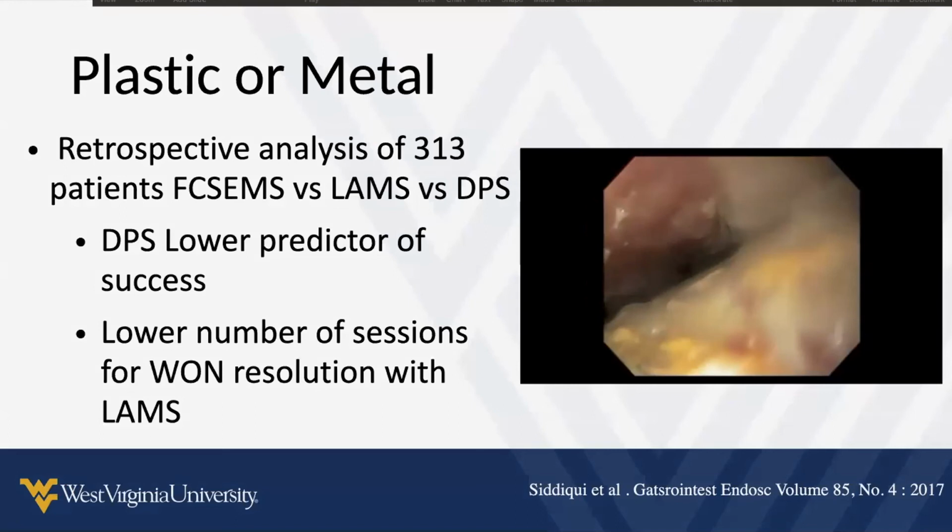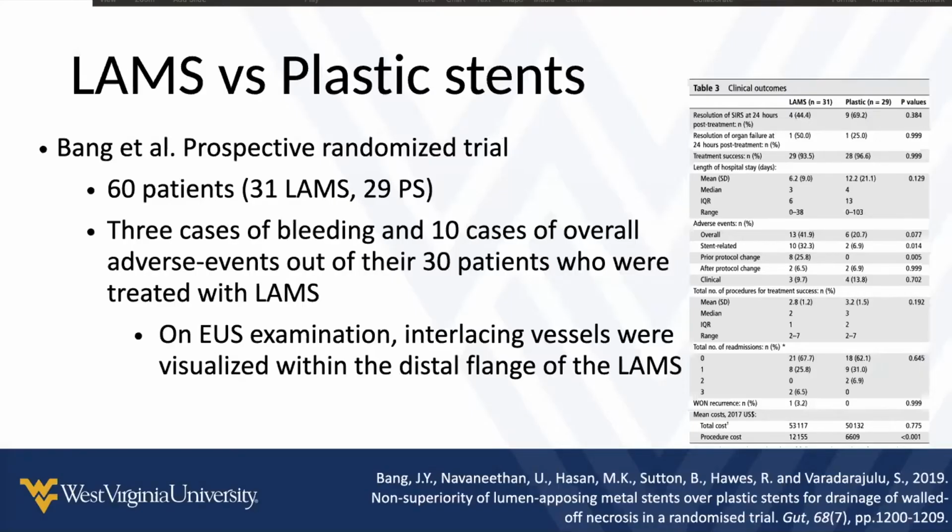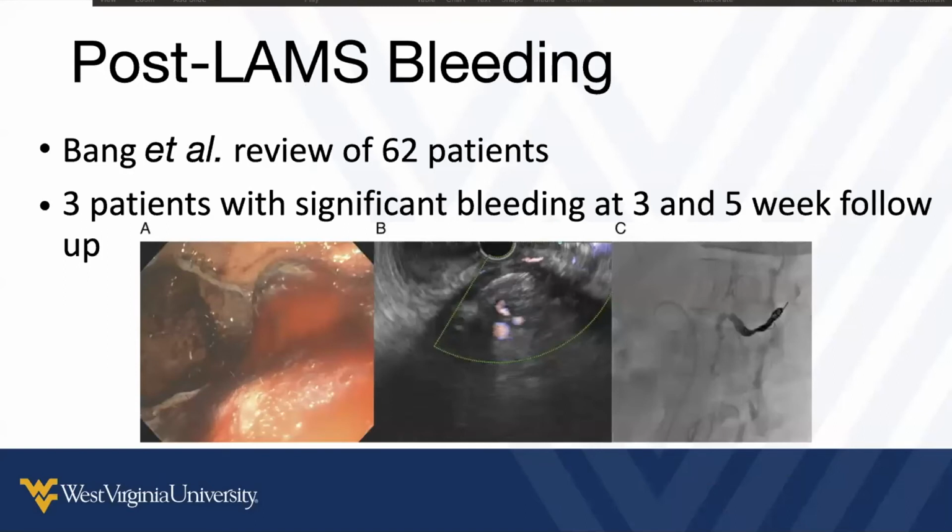Beck and colleagues actually did a very nice prospective randomized study looking at lumen-opposing metal stents versus plastic stents. And interestingly enough, what they demonstrated was not a significant difference in clinical outcomes, but actually they found that there was an increased adverse events in the lumen-opposing metal stents that somewhat confused the picture. But when they made a change in protocol, there was no difference in this outcome. And what they found was that this was in several cases due to interlacing blood vessels that got embedded into the distal flange of the stent.